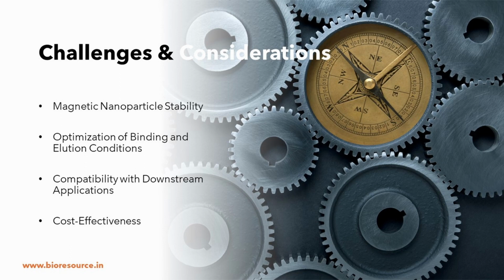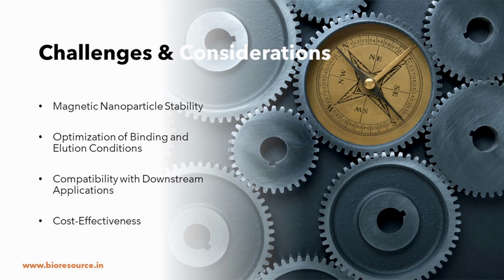So how to overcome these challenges? One strategy is to choose high quality MNPs with proper surface coating and storage recommendations. This can overcome the problem with the clumping and storage, along with carefully optimizing the binding and elution conditions based on the target nucleic acid and the downstream application. You know already that you're going to use the purified nucleic acid for certain applications, so you can optimize these conditions.